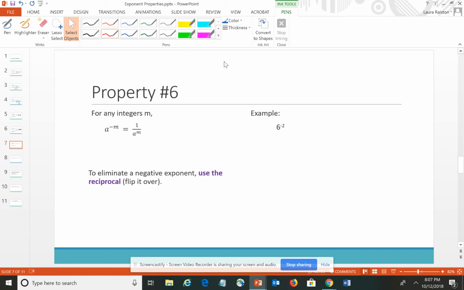So if I have 6 to the negative 2, and remember that's really over an understood 1, when I flip it, it becomes 1 over 6 to the positive 2. When you do the reciprocal, it becomes a positive exponent. And then we do know that that simplifies to 1/36.